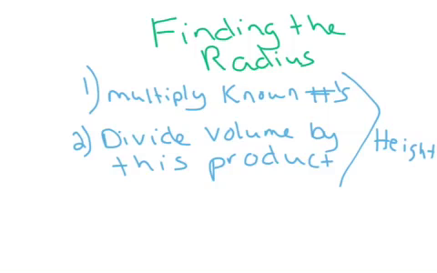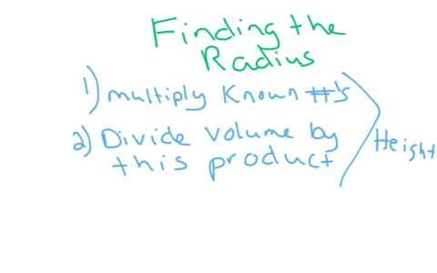When you're finding the radius, the steps are very, very similar. You are still going to multiply your known numbers. You are then going to divide the volume by that product. And then there's only one more additional step.